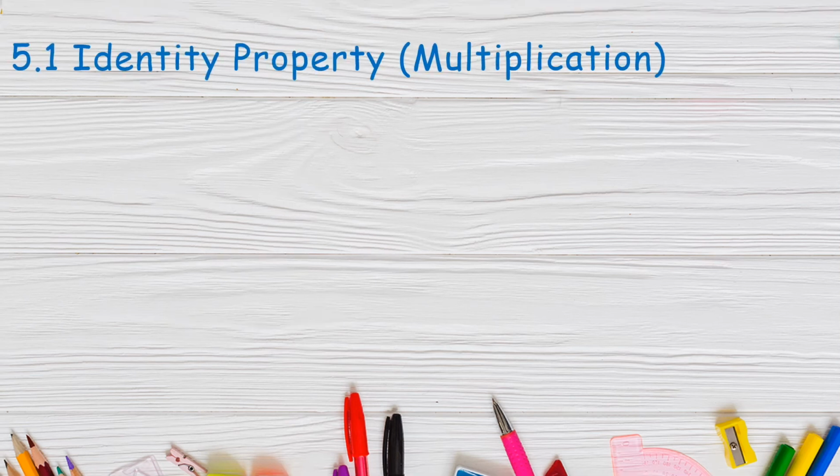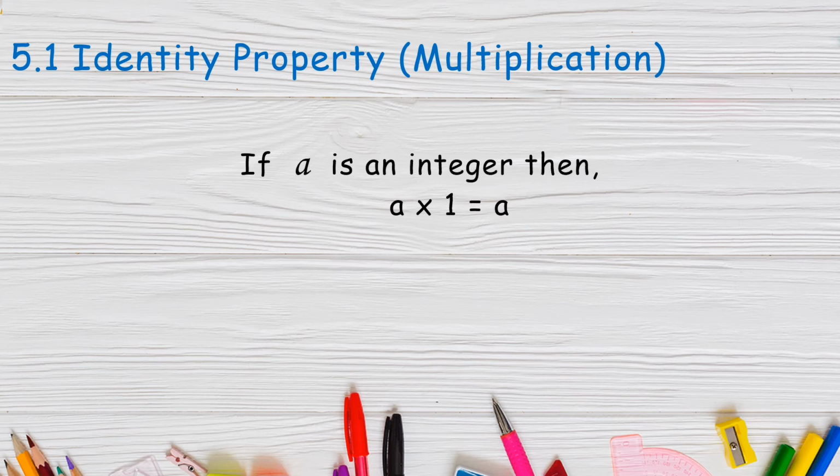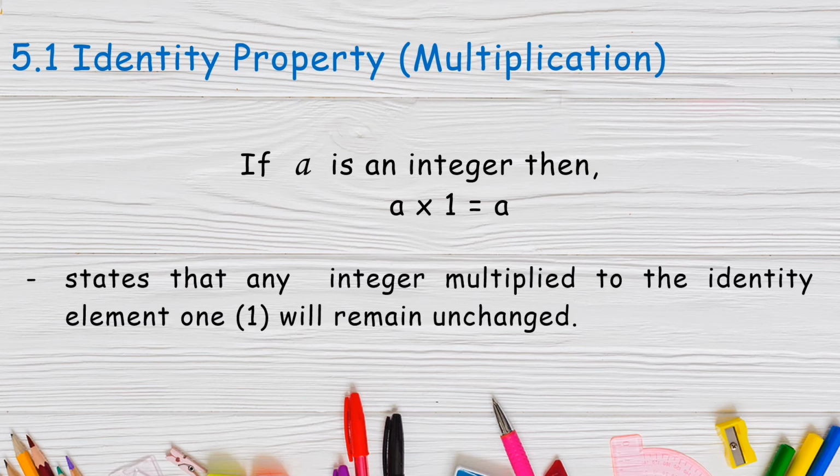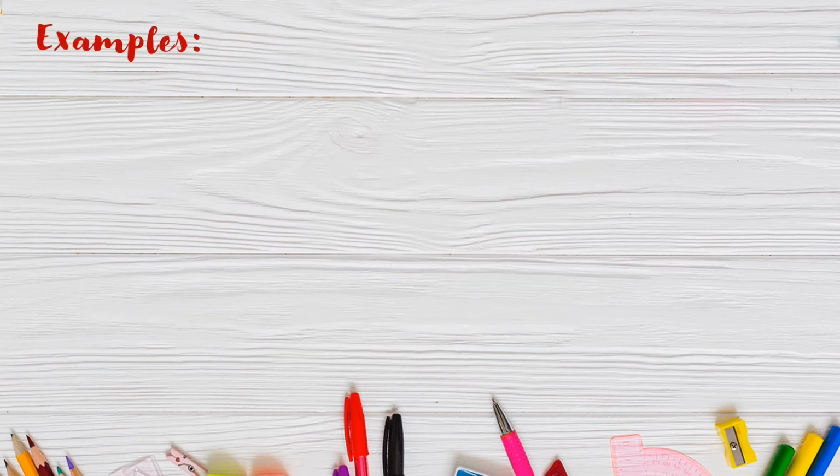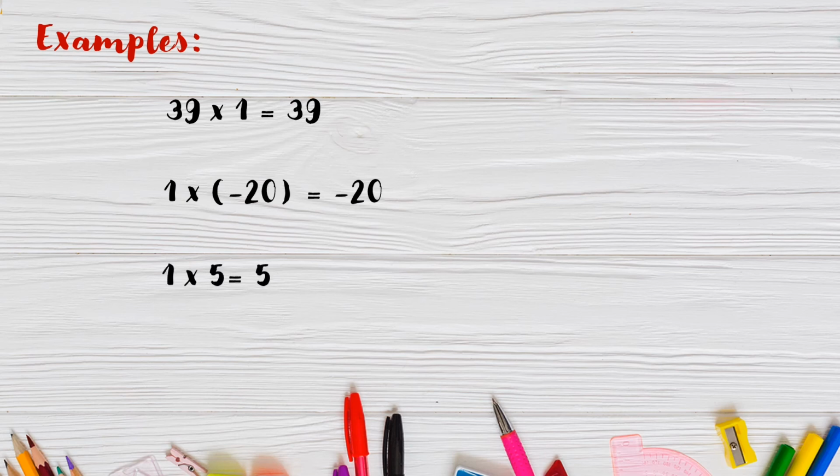Identity property of multiplication. If a is an integer, then a times 1 equals a. It states that any integer multiplied by the identity element 1 will remain unchanged. 1 is the identity element of multiplication. Examples. 39 times 1 equals 39. 1 times negative 20 equals negative 20. 1 times 5 equals 5.